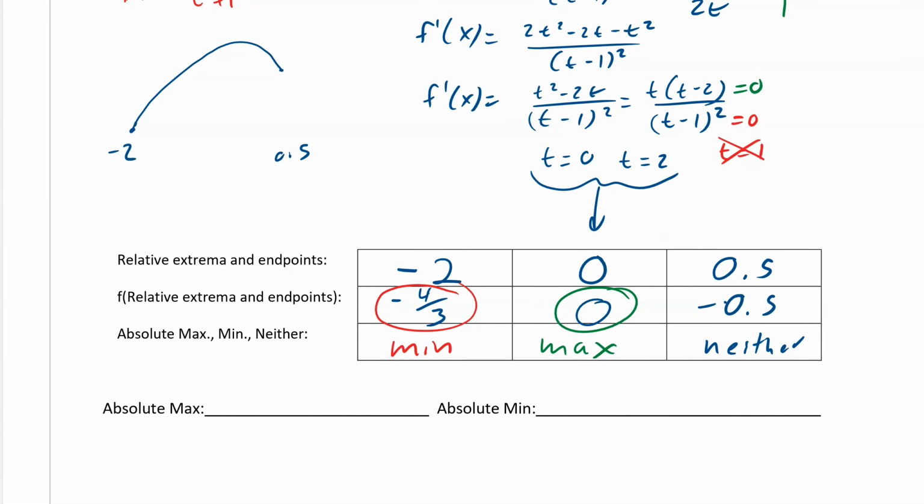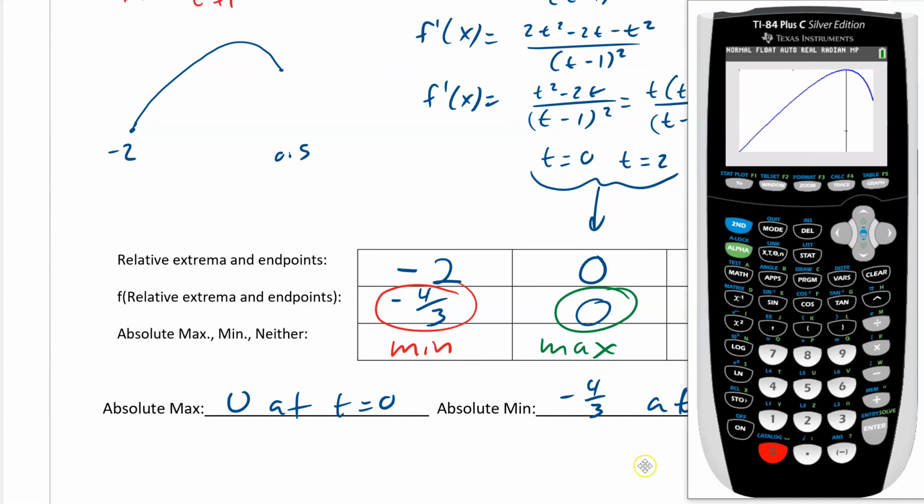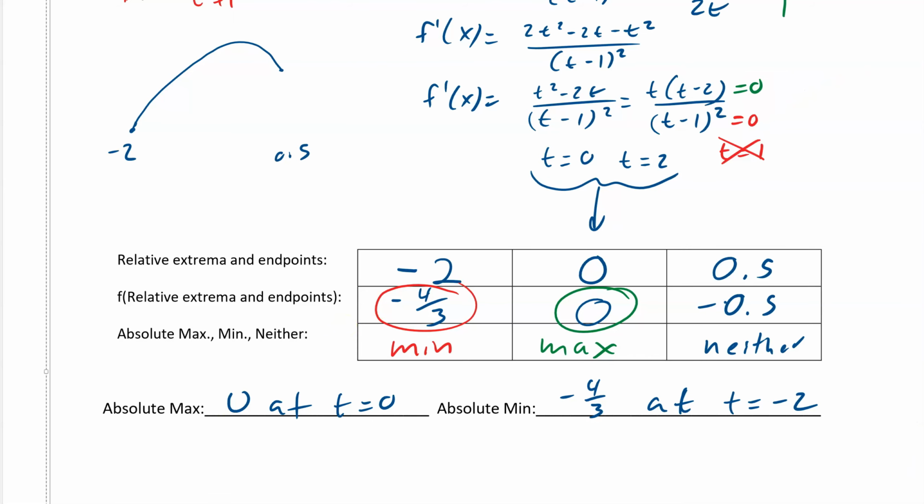And so we can say we have an absolute max of 0 at t equals 0, and an absolute min of -4/3, or 1.33, at t equals -2. And then we verify it in the calculator. Right there, there's our max, and there's our min. So at -2, we have a min of -4/3, and at 0, we have a max of 0. And there you have it.